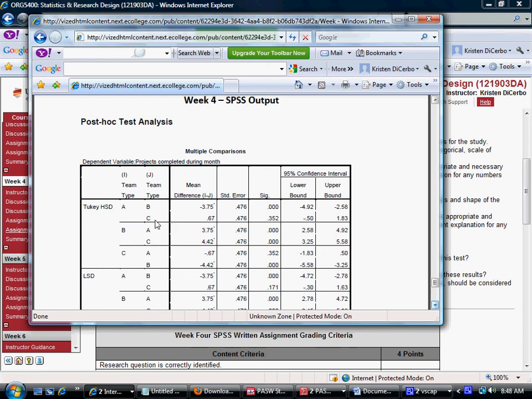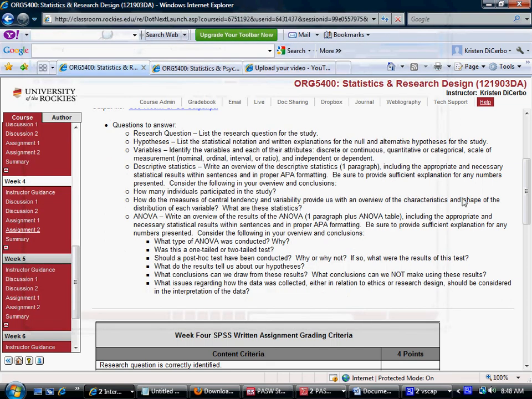So what we want to look at is just what we've always looked at. Is this difference significant? So is the difference between team A and B significant? Is the difference between team A and C significant? And is the difference between B and C significant? So that's what you're going to be looking at to find out where those differences are that the ANOVA told you were there. All right?